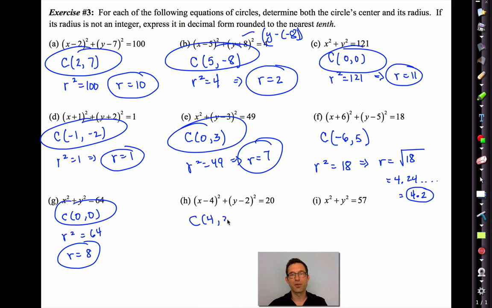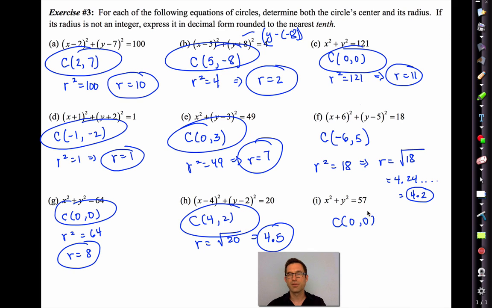Here, the center is nice. It's at 4, 2. The radius is not as nice. It's the square root of 20, which to the nearest tenth is 4.5. And same here. The center, very nice, 0, 0. The radius, though, is the square root of 57. Sorry about that. I don't have my notes sitting right in front of me, but we can do this pretty quickly. 7.5.